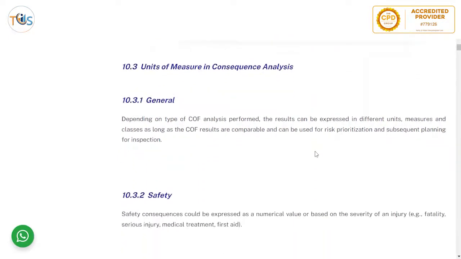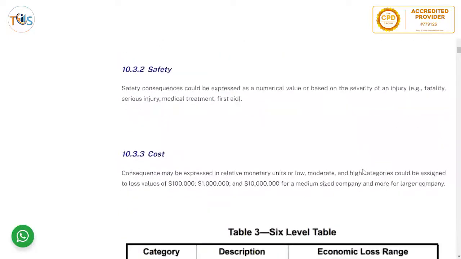Facts and figures. Units of measure in consequence analysis. Depending on the type of consequence of failure analysis performed, the results can be expressed in different units, measures, and classes as long as consequence of failure results are comparable and can be used for risk prioritization and subsequent planning for inspection. Safety consequence could be expressed as a numerical value or based on the severity of the injury: fatality, serious injury, medical treatment, and first aid.